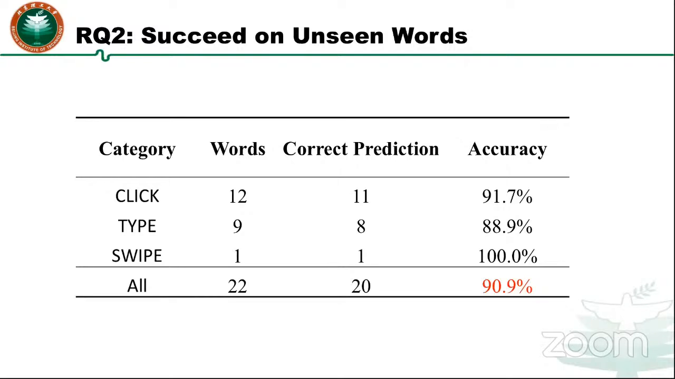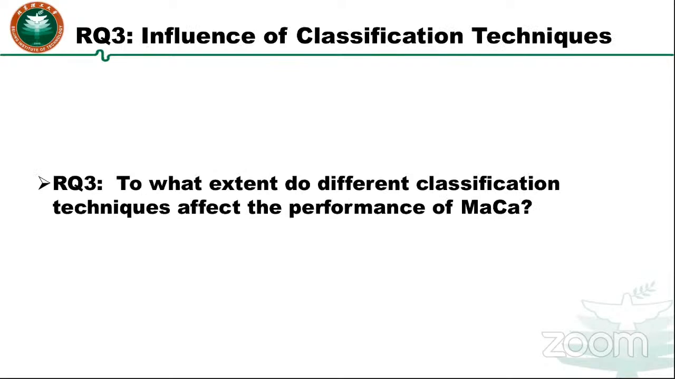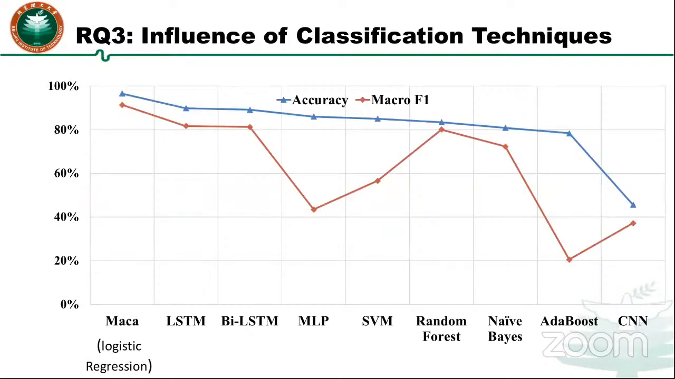Evaluation results suggest that Maca has the potential to identify and classify unseen action words, which is a significant advantage over predefined static vocabulary. The third research question: to what extent do different classification techniques affect the performance of Maca? We replaced the logistic regression-based classifier with other common classification methods and repeated the evaluation. We conclude that Maca outperformed alternative classification methods for our task.